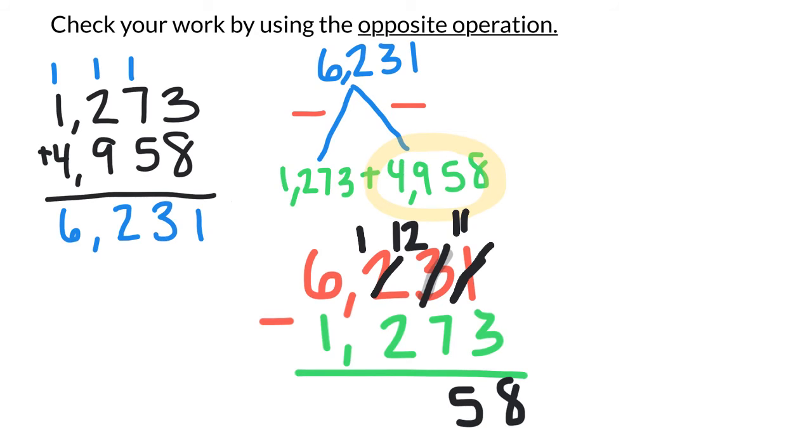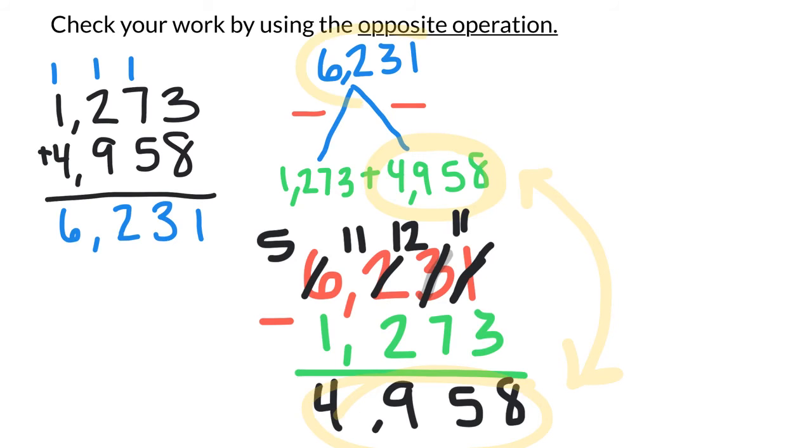I have to borrow again. 11 minus 2 is 9. And 5 minus 1 is 4. And look at that. Both of my numbers are the same, which means that I have checked my work and my answer that I got the first time is correct. I checked using the opposite operation.